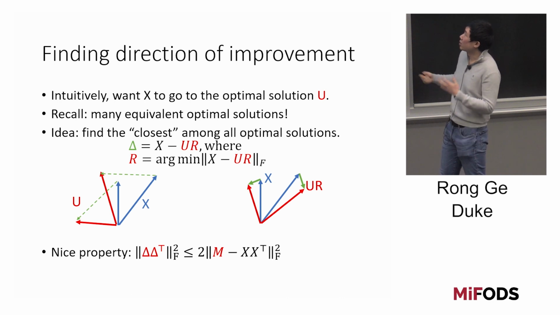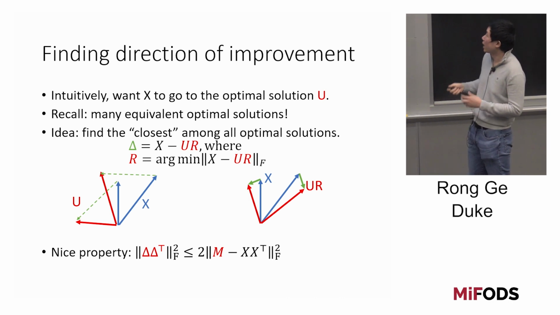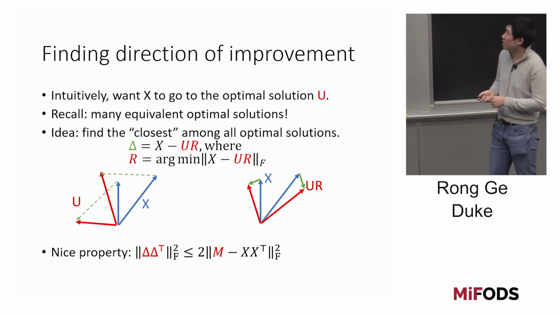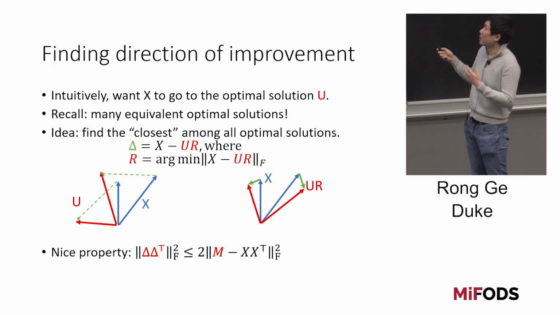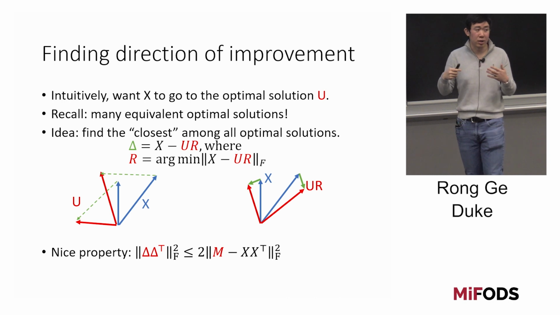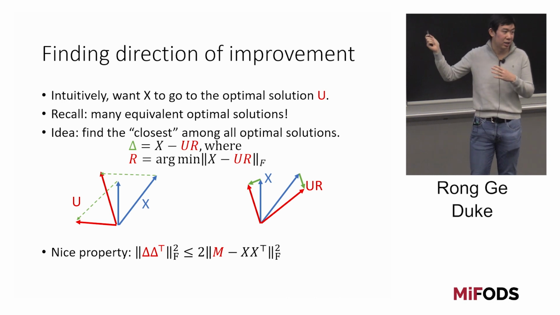The reason we use this delta is because it has nice properties: delta transpose norm squared is less than or equal to M minus XX transpose norm squared. So what this means is if delta is not 0, then it must also be the case that my X is not the global minimum, because if my X is the global minimum, then the right-hand side is going to be 0, and the delta is also going to be 0.